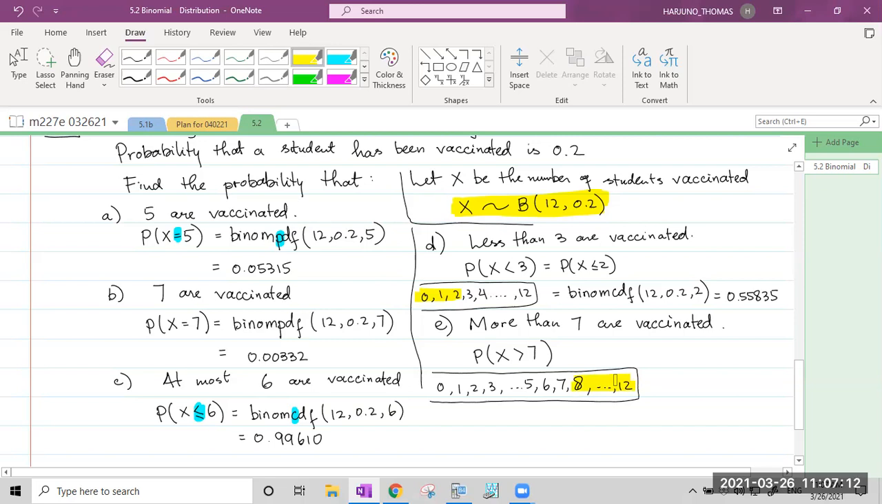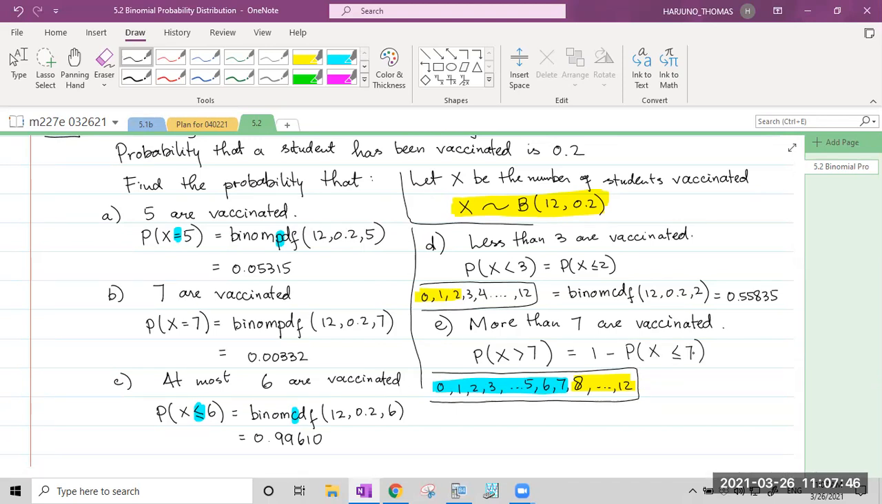But we don't have a calculator feature to compute from a certain number all the way up. What we have is from 0 up to a certain number. So that equals 1 minus the probability that x is up to 7. Why is it up to 7, Thomas? Look at that box. I can explain to you, but I cannot think for you. You need to think for yourself.